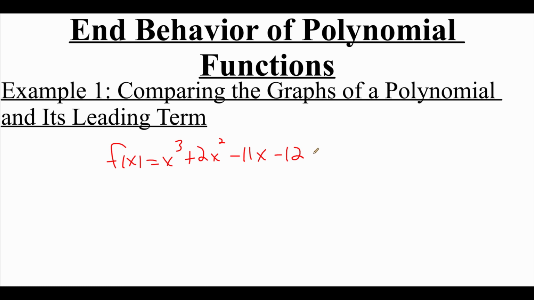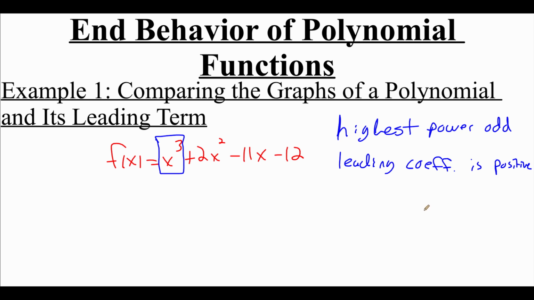Now this looks like a big, complicated looking polynomial function, but the only thing I care about in here is the term with the highest power. So I'm looking at the very front at that x cubed. So I can see that my highest power is an odd number. And I can also see that my leading coefficient, the number in front of that highest powered x, is a positive number.